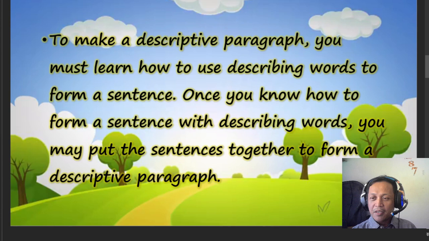Again, first things first, use describing words in a sentence. Then that sentence is connected to other sentences, and that makes up the descriptive paragraph. For the last time, we use descriptive words in a sentence, then we combine those sentences with the same idea to make a descriptive paragraph. There are still other things to remember in writing a descriptive paragraph.